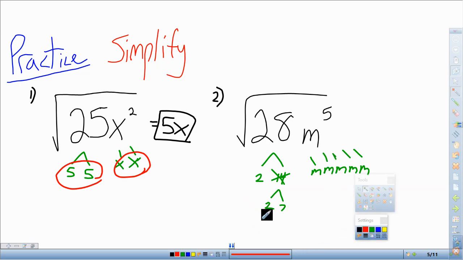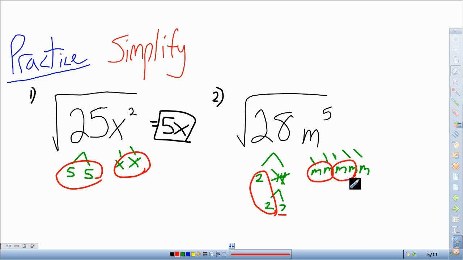Okay, so again, looking for pairs. There's a pair of 2's. The 7, there is no other 7, so it stays inside. Pair of m's, that m stays inside. All right, so starting with what comes out. Pair of 2's means a 2 comes out.